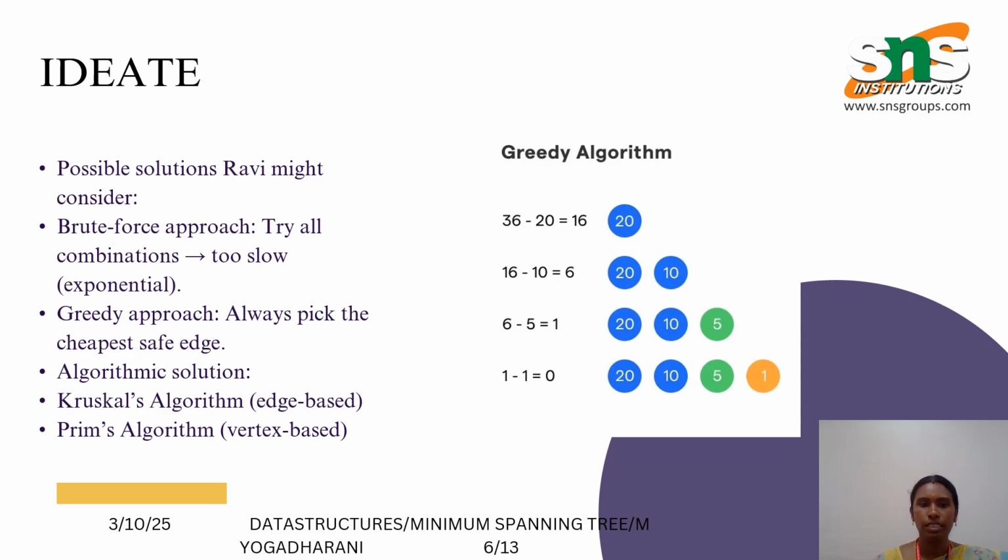Greedy algorithm is nothing but always picking the cheapest safe edge. So I split it into four divisions like 20 plus 10 plus 5 plus 1. So this is the wise level: pick the safest edge, and Kruskal's algorithm builds from the edge based graph, and Prim's algorithm builds from the vertex based one.